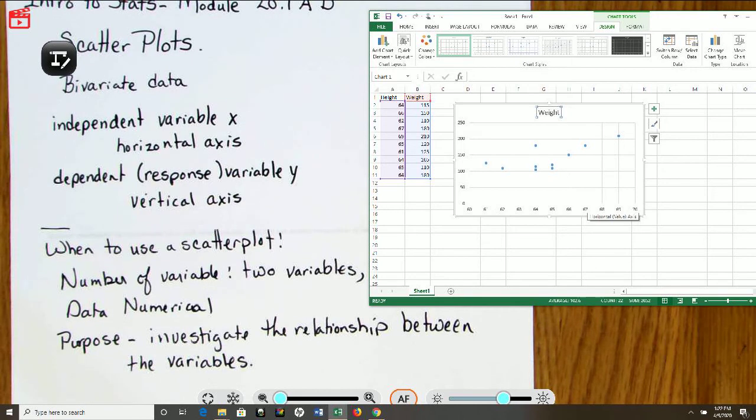Does it look like as one variable increases, the other variable increases, so we see an upward trend? Or is it the other way, that when one variable increases, it tends to have a downward trend? Is there some sort of curve showing up in this data?